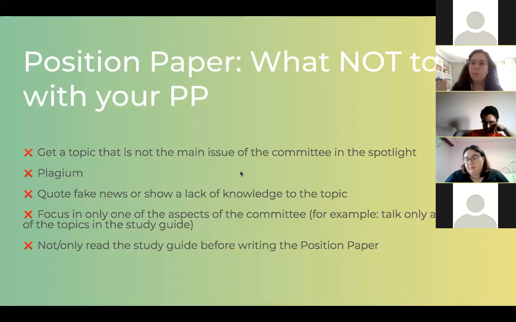Try to read reports, read other organizations like UNICEF. You can read a lot of the International Labour Organization. They have lots and lots of information. Find it as much as you can. Don't read only the study guide. Try to broaden your horizon.